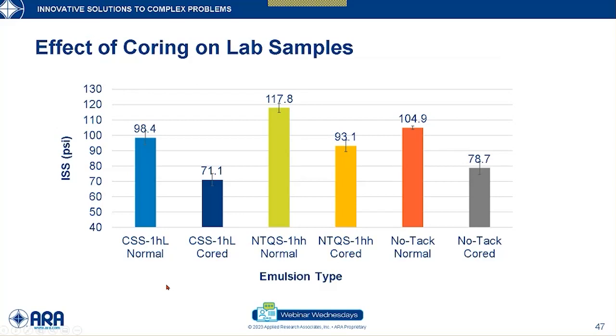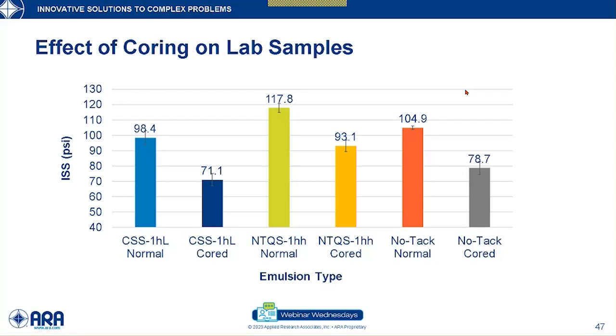So what I did, I made three samples in the lab that were 6-inch diameter, and I took out a 4-inch diameter core using a 4-inch drill bit, and I tested ISS for all the samples. And you can see for all the core samples, the core samples showed lower ISS than the intact lab compacted sample. So there is a slight effect of coring, you can see.